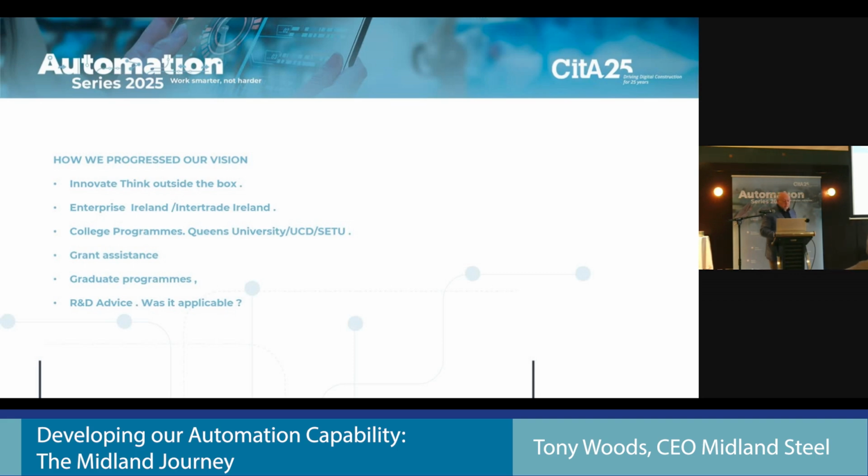What we have tried to do, and how we progressed our vision, is we thought about innovation and we started thinking outside the box. That was the first thing I'd say to anybody who's considering automation or even thinking about utilization of automation. We then, amongst lots of talking and communicating within our organization, started to explore, and we started to talk to our local bodies, Enterprise Ireland, Intertrade Ireland, to see what levels of support were available for automation in the general automated world of manufacturing.